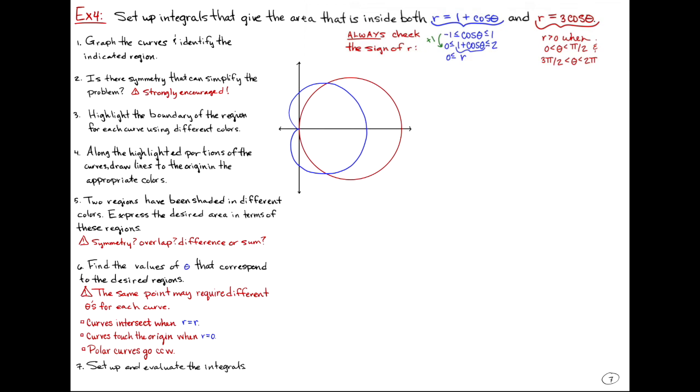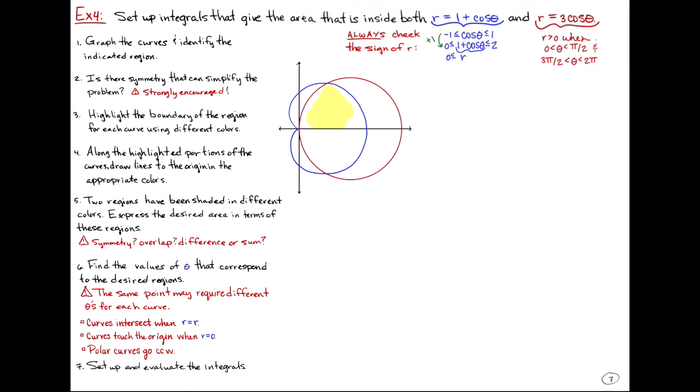We're looking for the area that is inside both of these curves. Make sure you begin by identifying the correct region. If there's any symmetry, you should definitely take advantage of it. These are the same curves from example 1, so we know using symmetry is going to simplify this problem quite a bit. That means when we're looking for this area, we can just find the area in the first quadrant and multiply it by 2 to find the total area.